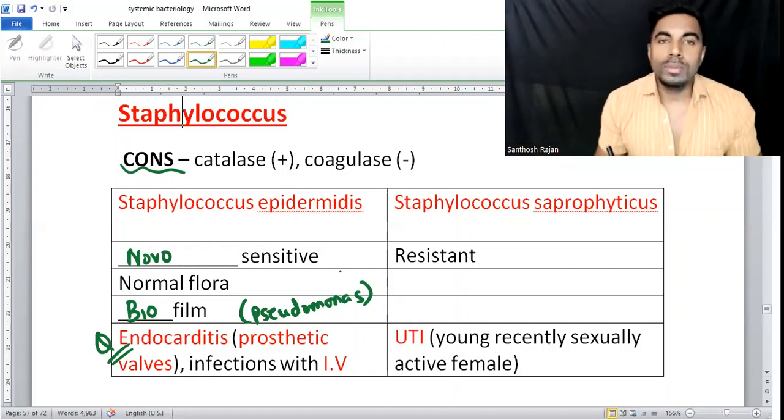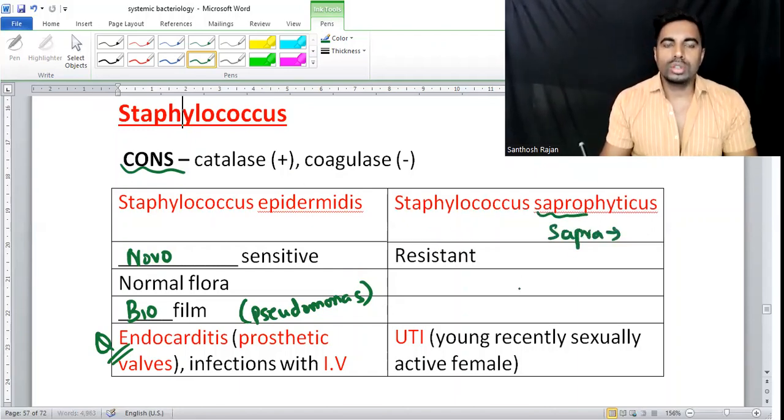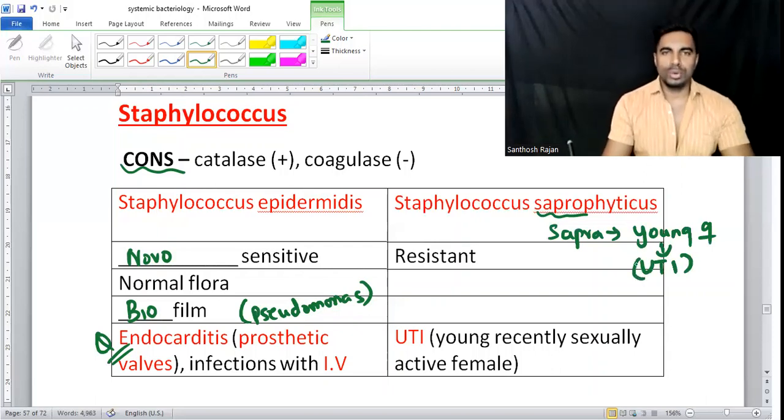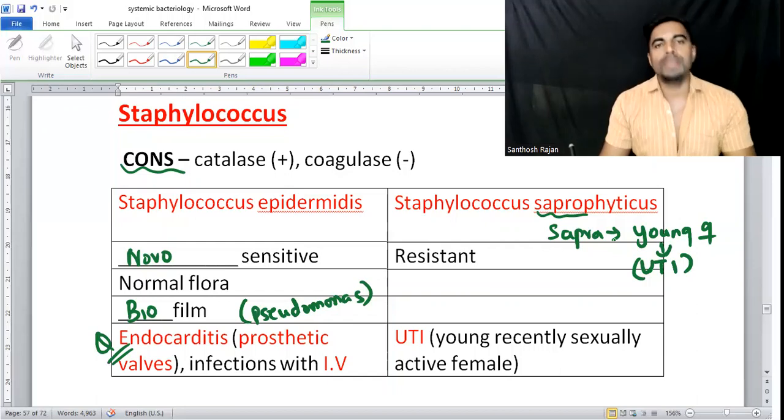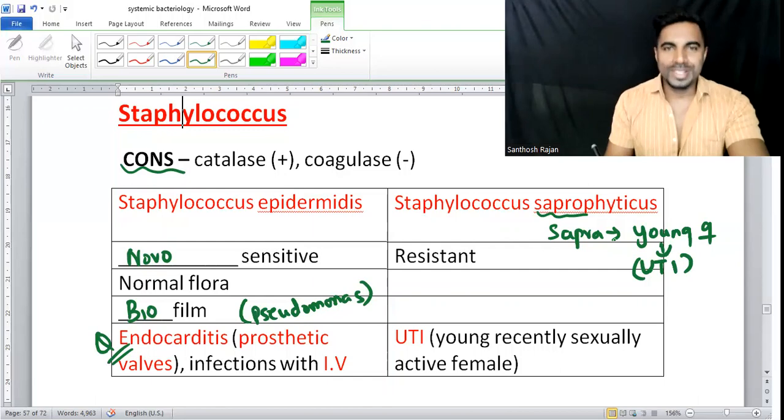Now, what about saprophyticus? Here is how to remember this one: Sapra is a young girl. Any young female, a sexually active girl who has a UTI, sometimes also called honeymoon cystitis, meaning after marriage, the first time they have sex, when they get a UTI. That would be your saprophyticus. So remember: a young person with a UTI, a sexually active girl with a UTI, and the gram-positive cocci question comes, it is Sapra. Sapra is a young girl who gets what? UTI.